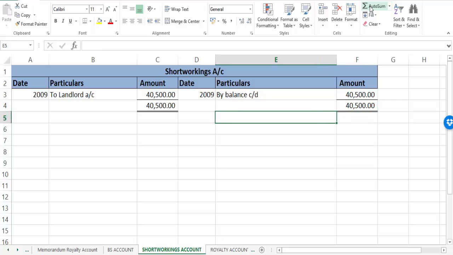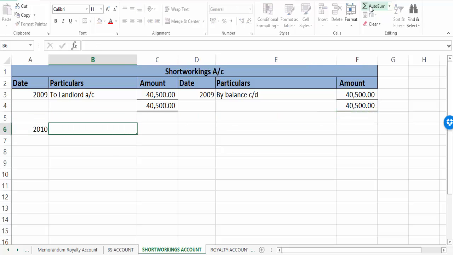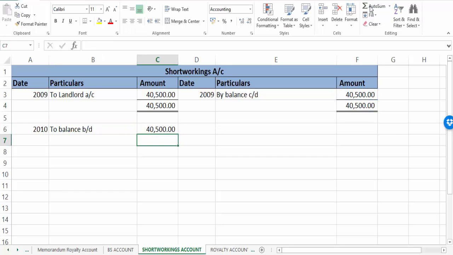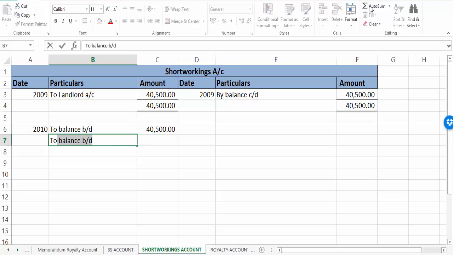$40,500. Then in 2010, to balance brought down. How much? 40,500. Then there is further short working, right? So to landlord account.